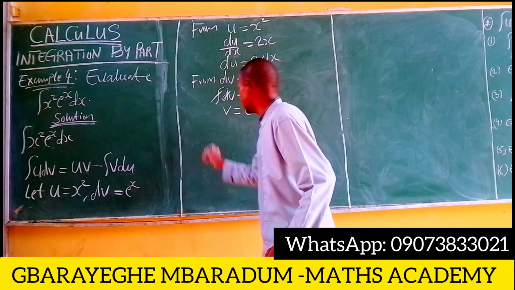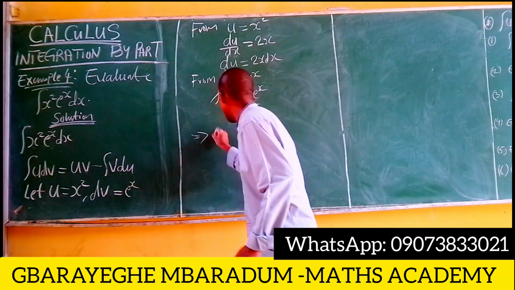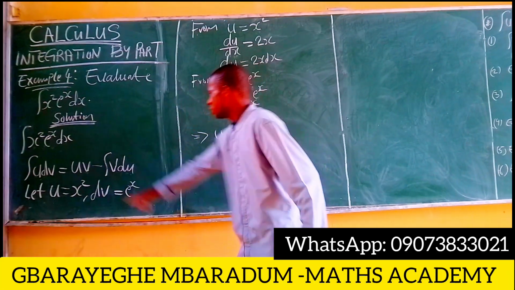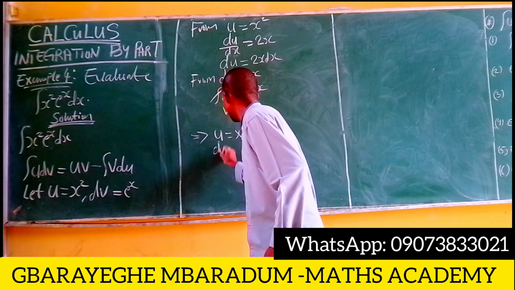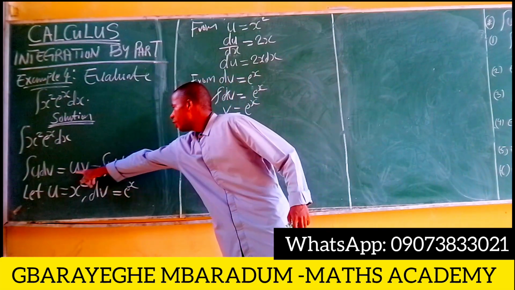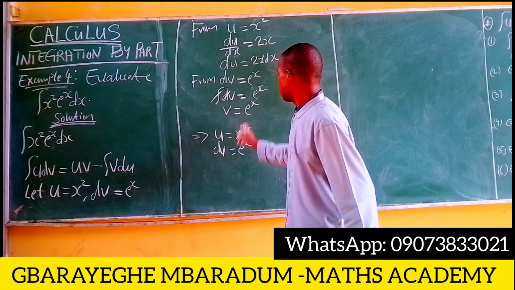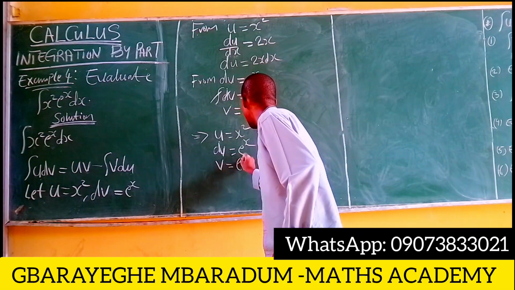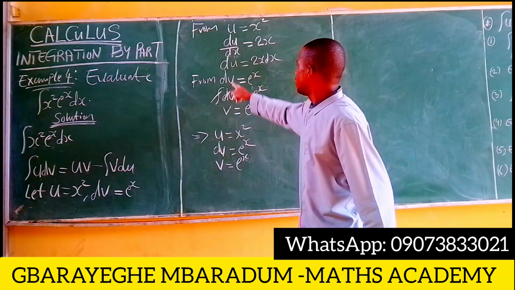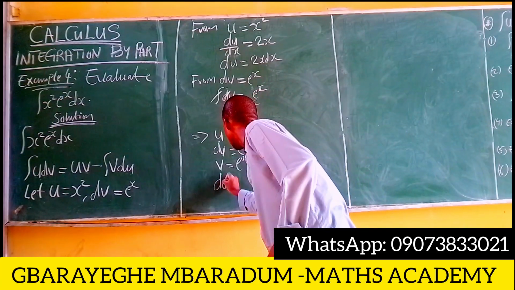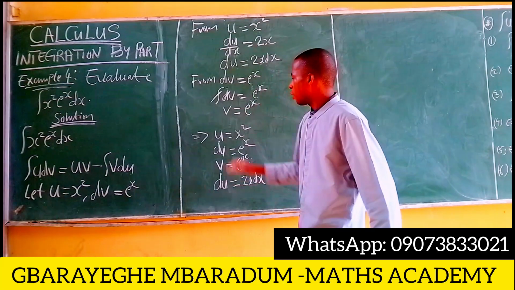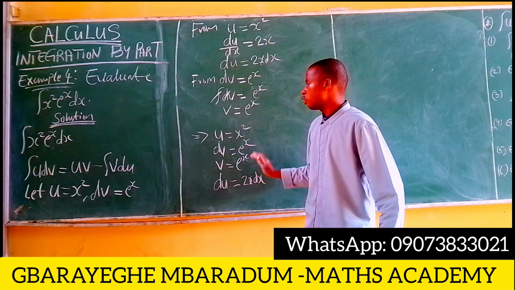Now we have gotten all the parameters. Our u is x squared, right? Our dv is exponential x. Our v is equal to exponential x, right? Then our du is equal to 2x dx.